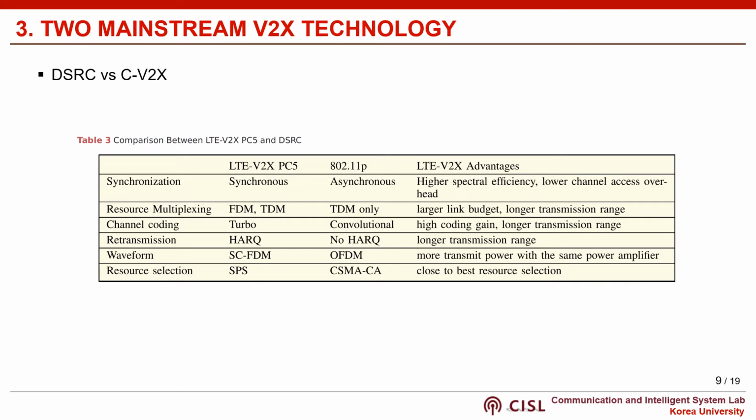The following Table 3 is a comprehensive comparison of LTE V2X and 802.11p. So it means DSRC and CV2X. In conclusion, LTE-based V2X, which means CV2X, has an efficiency advantage over the 802.11p-based V2X.